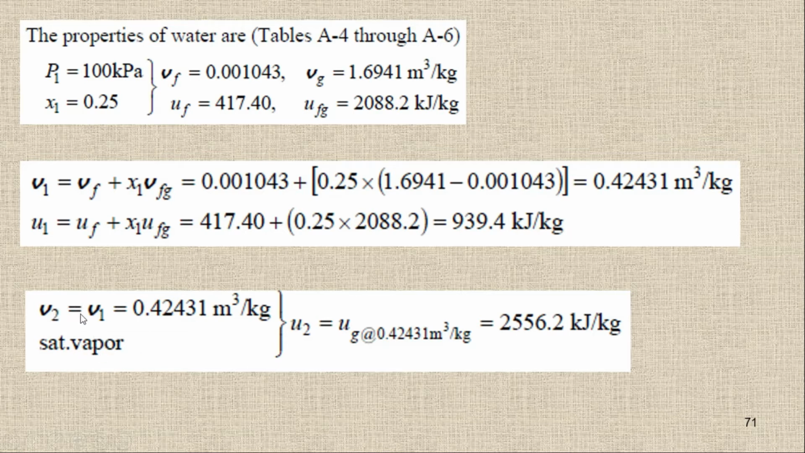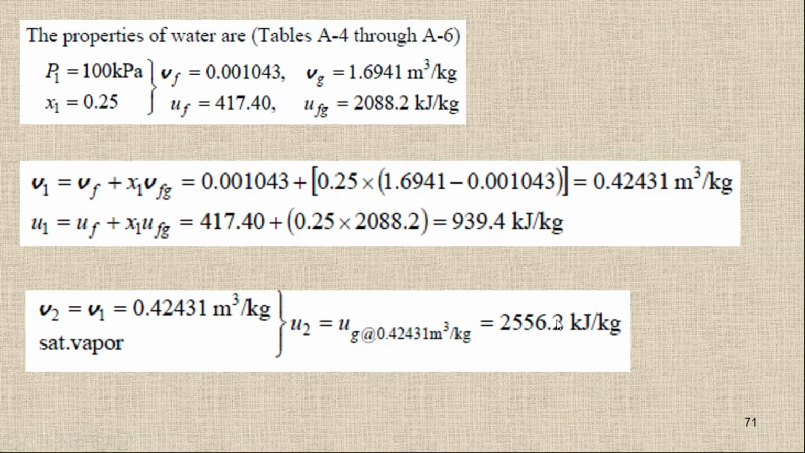Now because V2 is basically VG, with the help of this VG we have to find the U2. So using the table either A4 or A5, we have to check the V2 value, and in any case, if there is a need of interpolation, then we have to perform the interpolation, and then we will get the value of U2. So U2 from the table is simply 2556.2 kJ per kilogram. So this is the internal energy at point number 2.